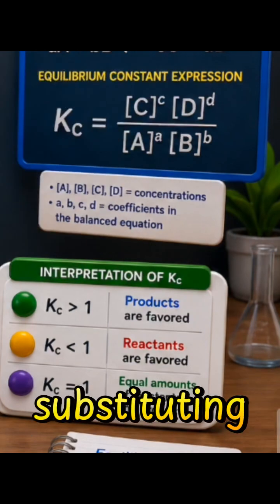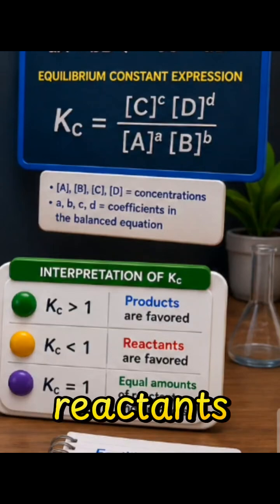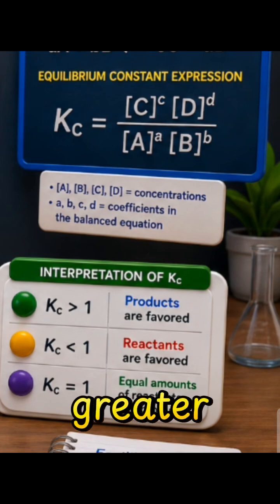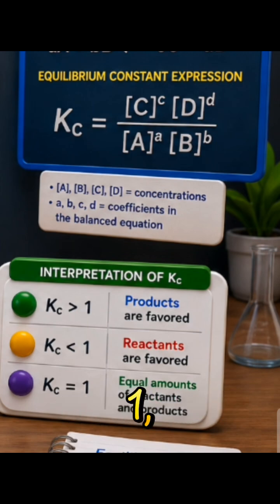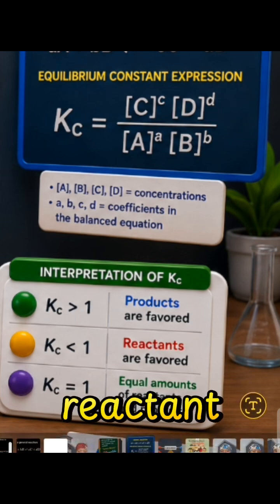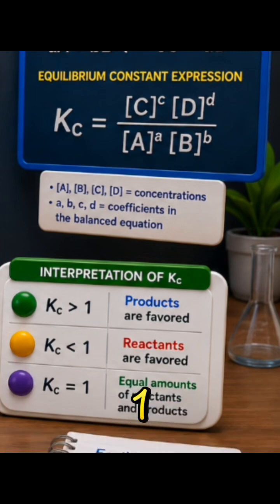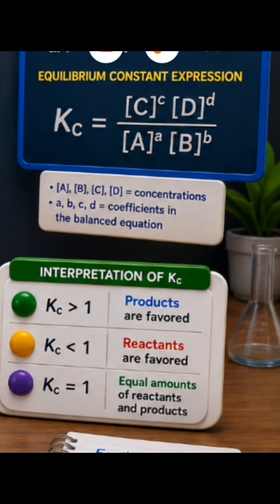After substituting the concentration of the product with those of the reactants as shown above, when Kc is greater than 1, it means the product is favored. When it is less than 1, it means reactant is favored. And when it is equal to 1, that means in the system we have equal amount of reactant and product.